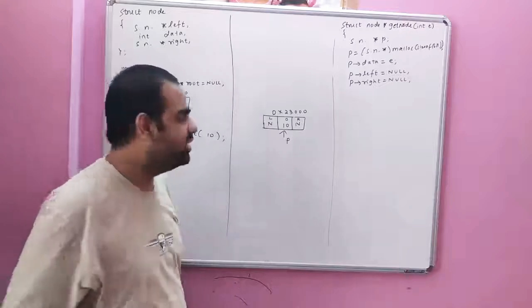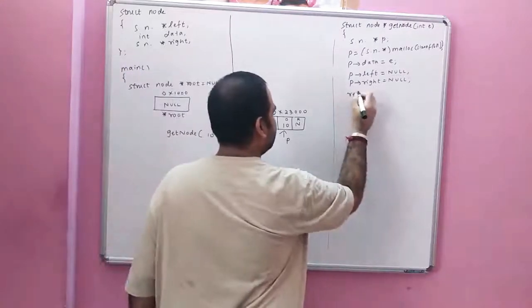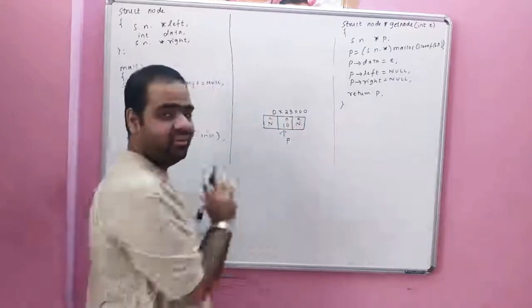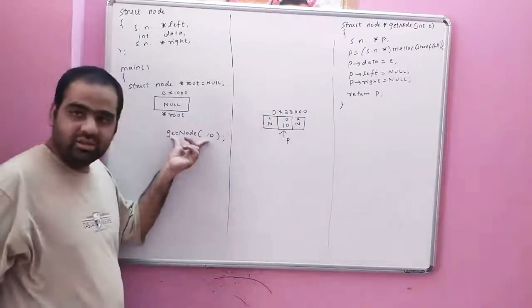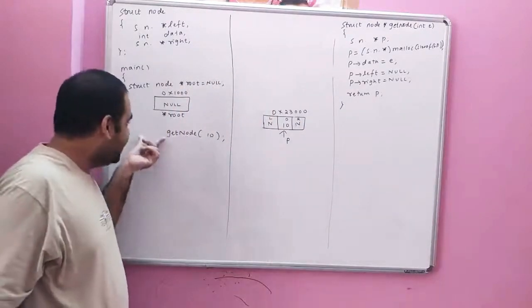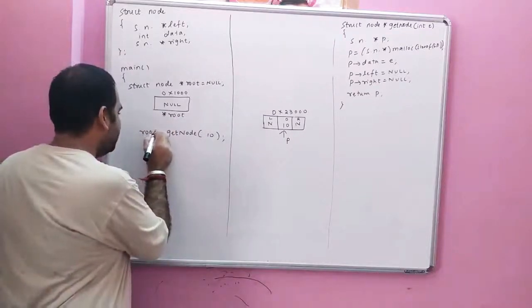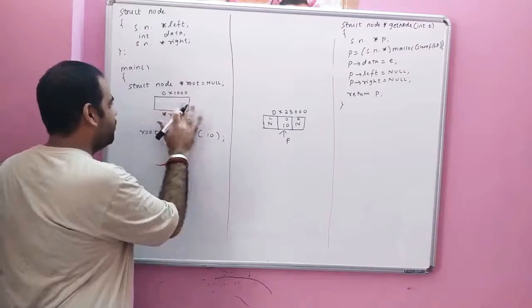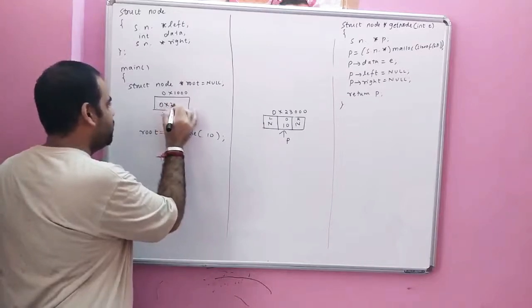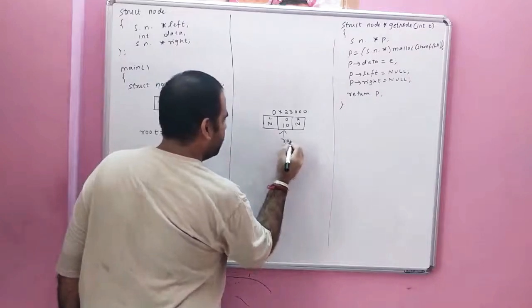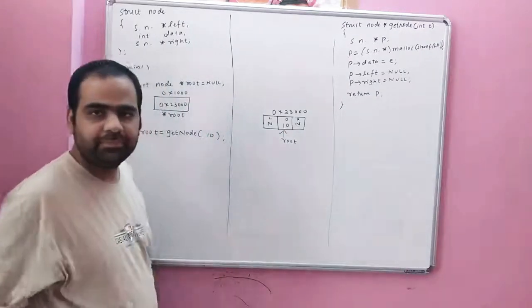That already have said it. And what do we write over here at the end? We say return p. Now what is the value of p? 23,000. That means 23,000 will be returned over here, and I need to store it in root. Therefore I say root is equal to it. Hence the value of root changes from null to 23,000, and this becomes the root of the binary tree.